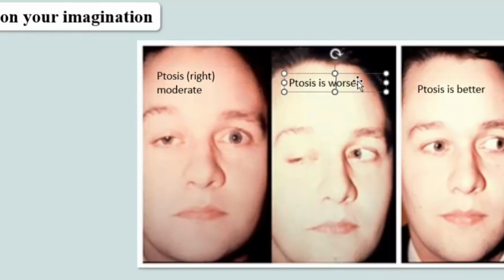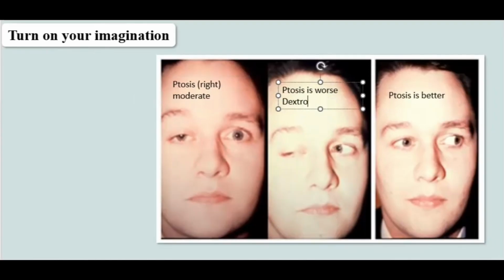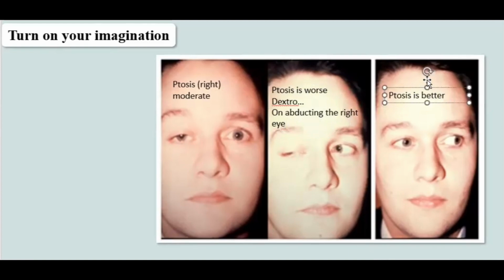And then you said on right gaze, dextroversion. Yes. So if we are in strabismus classes, you may be interested to say dextroversion, but in such a case, it's better actually to say on abducting the right eye, because the problem is on the right side, okay? Because you already know the diagnosis, so you try to mention the finding as it is written in the book. On abducting the right eye, the ptosis gets worse, okay? Yes. All right. And it's better. Actually, it's not better. It's almost not there.